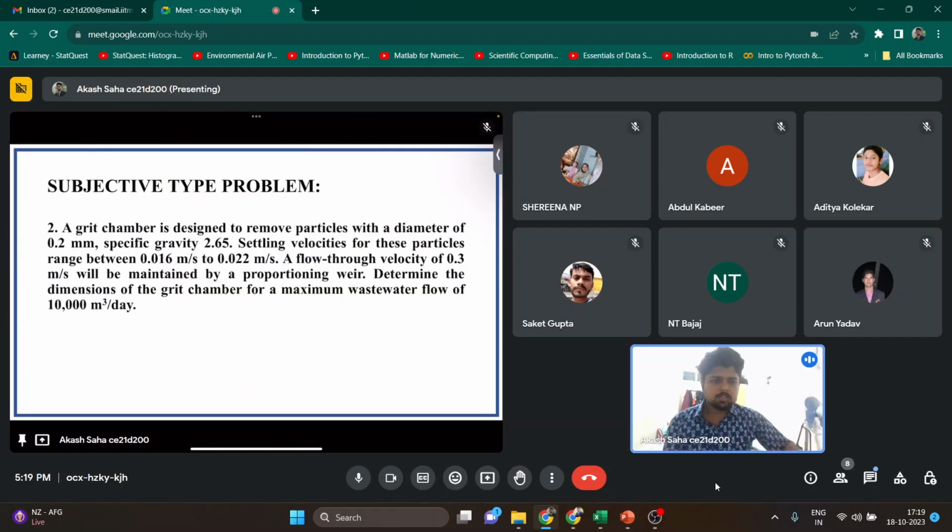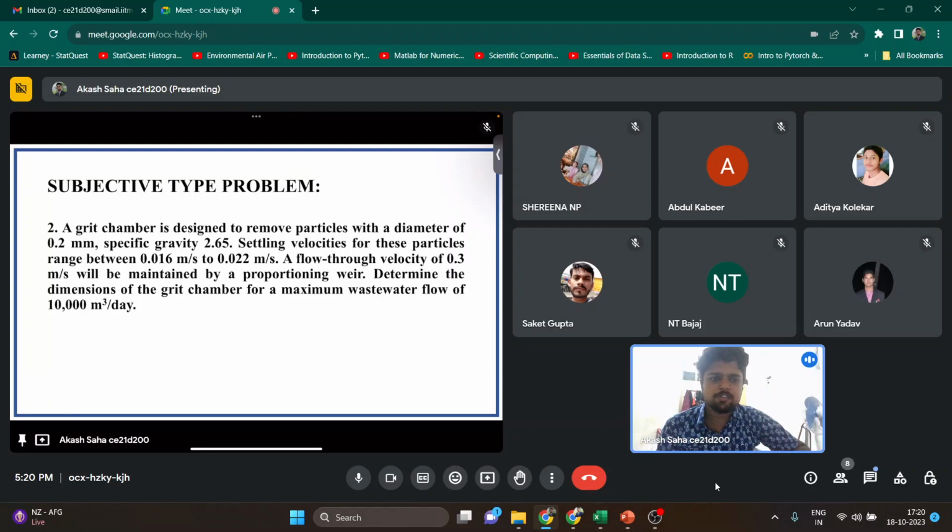Okay, so it's related to the grit chamber. Here it is saying that a grit chamber is designed to remove particles with a diameter of 0.2 mm, specific gravity 2.65. Settling velocities for these particles range between 0.016 to 0.022 meter per second. Now, a flow-through velocity of 0.3 meter per second will be maintained by the proportional weir. So we have to determine the dimensions of the grit chamber for a maximum wastewater flow of 10,000 meter cube per day. So we have to design the grit chamber.